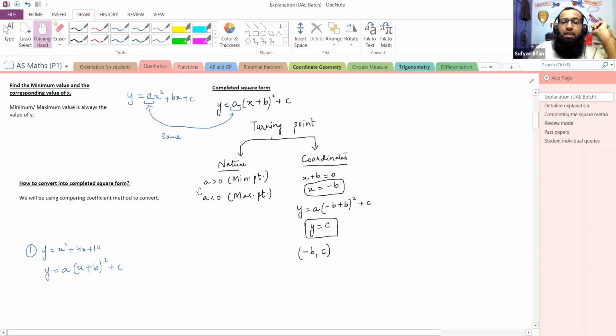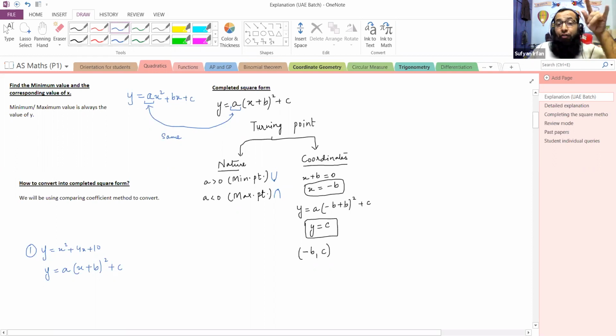Again, the same concept. If the value of a is positive, if it's greater than 0, there's positivity all around us. We are being happy, smiley face, minimum point. If a is negative, less than 0, negativity all around us. We are sad, the maximum point. Just to remember the concept forever, I'm just using these terminologies so that you never tend to forget. So we have found the nature. We can find the nature using the value of a. I'm gonna give the example soon.